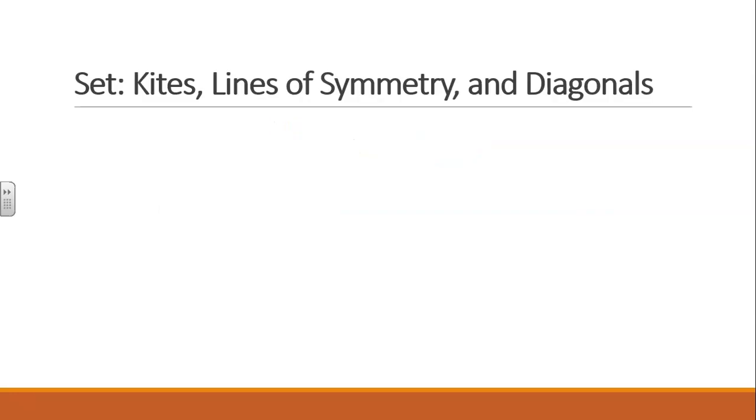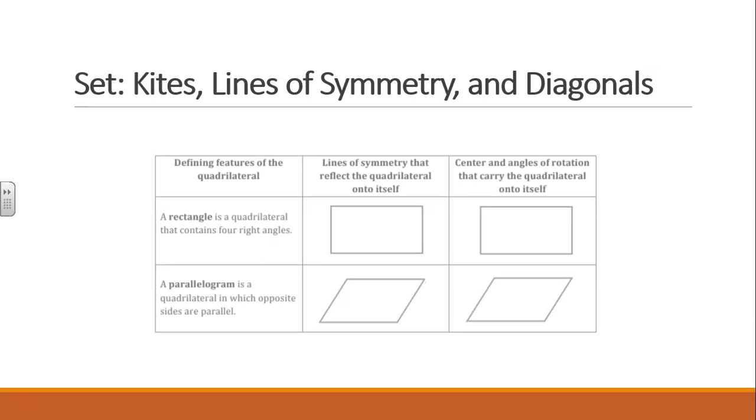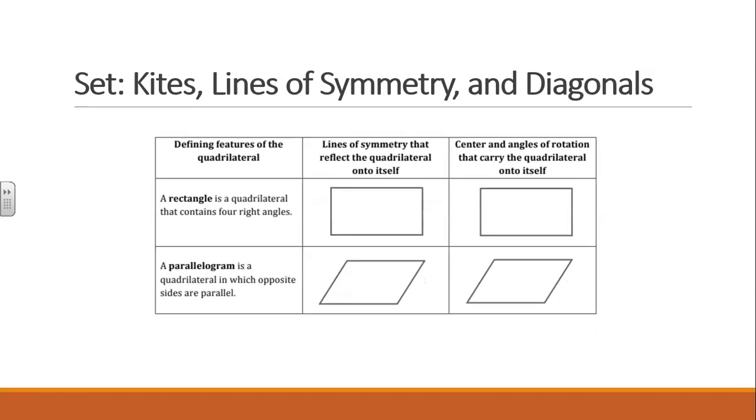In the Set, we have kites, lines of symmetry, and diagonals. So here we have a rectangle and a parallelogram, and we want to draw the lines of symmetry and find the centers and angles of rotational symmetry. So with the rectangle, there are 2 lines of symmetry. One horizontal line of symmetry that connects opposite midpoints, and one vertical line of symmetry that connects opposite midpoints.